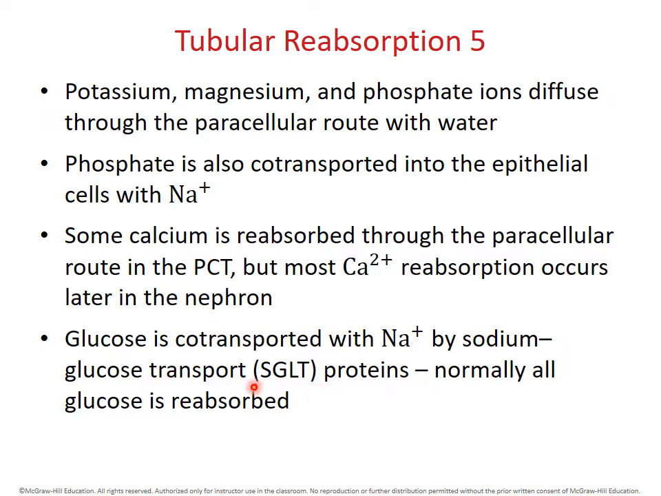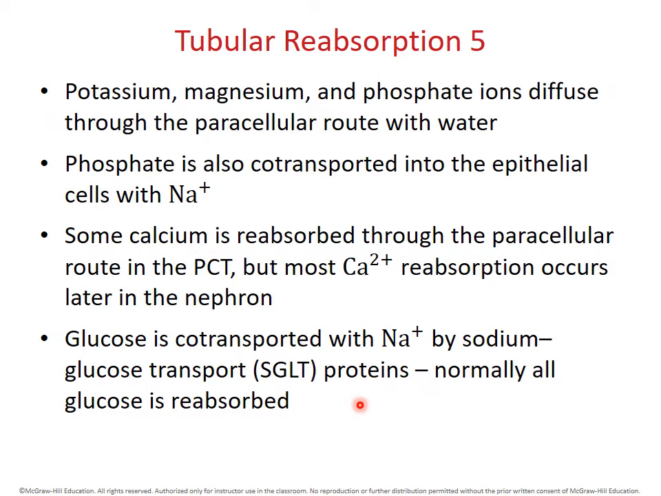Under normal conditions, all the glucose that ends up being filtered, so all the glucose that's in the tubular fluid, should be reabsorbed back into the blood by the time the fluid completes its movement through the nephron. All the glucose should be reabsorbed back into the bloodstream. So there should normally be no glucose remaining in the urine.